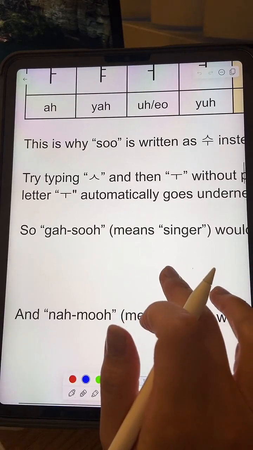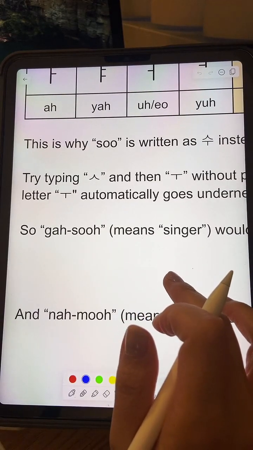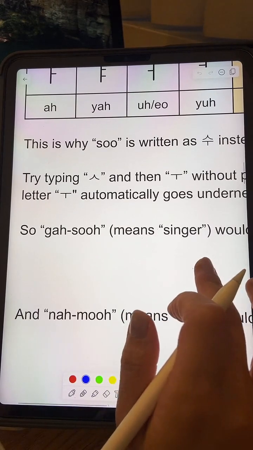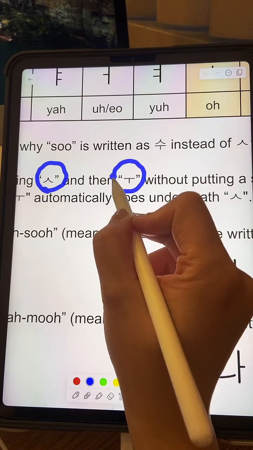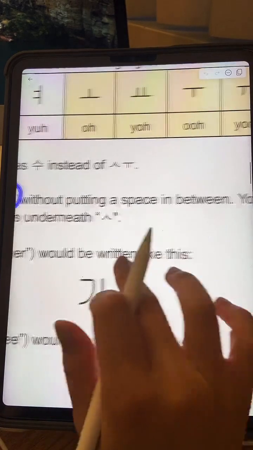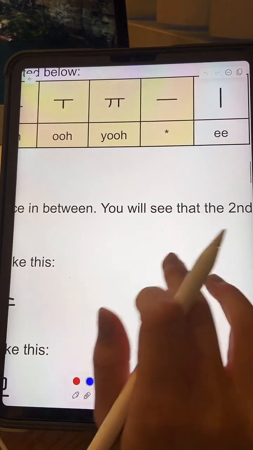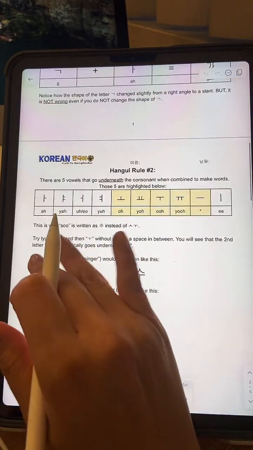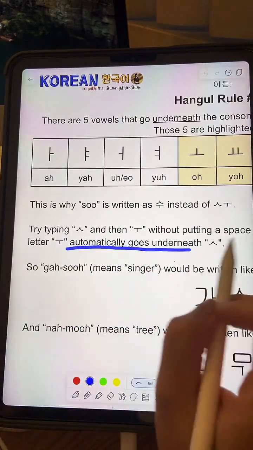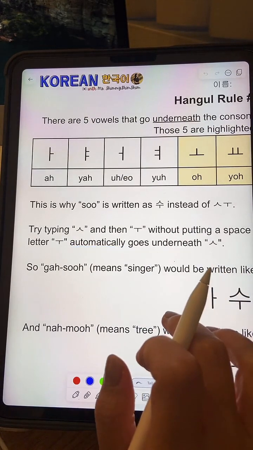So if you have a laptop nearby or even in the chat right now, try typing the 시옷 and then u without putting any space in between deliberately. You will see that the second letter, which is the u, automatically goes underneath. Good job, Temi.